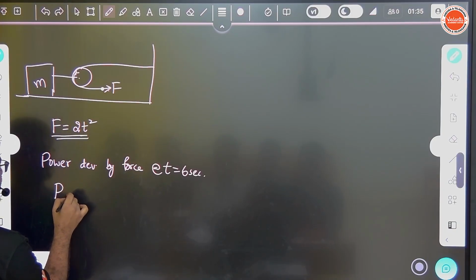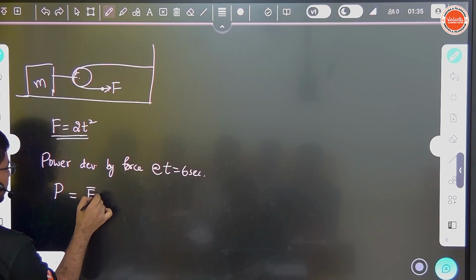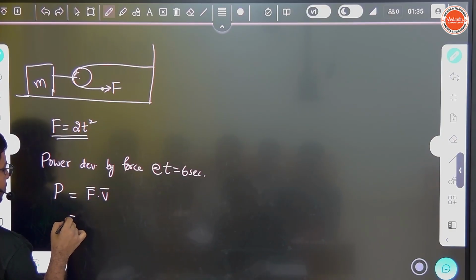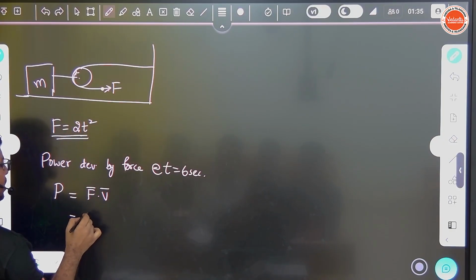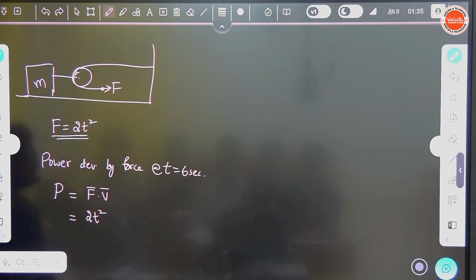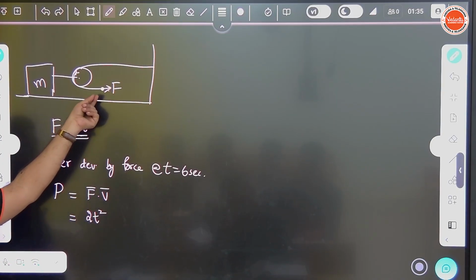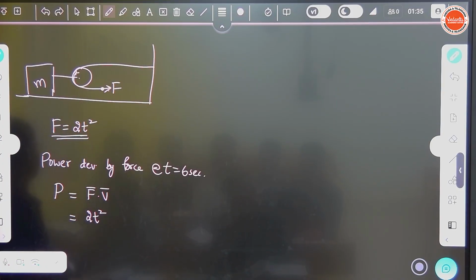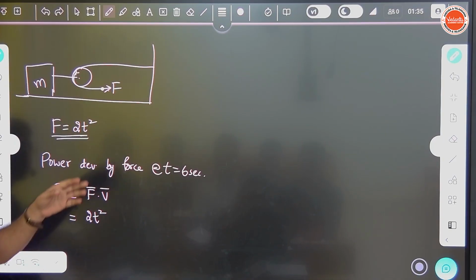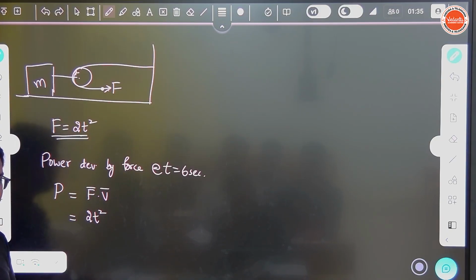So now let us calculate the power here. How did we define the power? This is equal to F bar dot V bar. Fine. For F I directly have the expression here, 2t square. But how do you get the V here? How can you calculate velocity of this point? Acceleration. Okay. Can you calculate acceleration of this point? How?